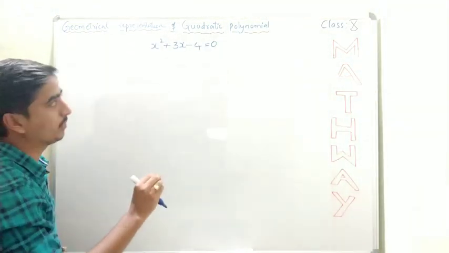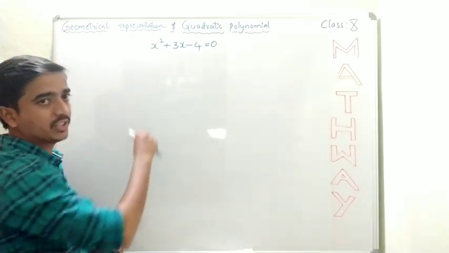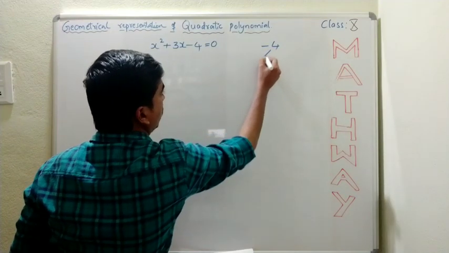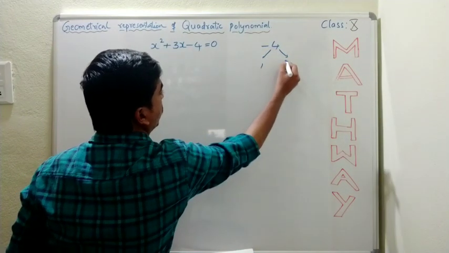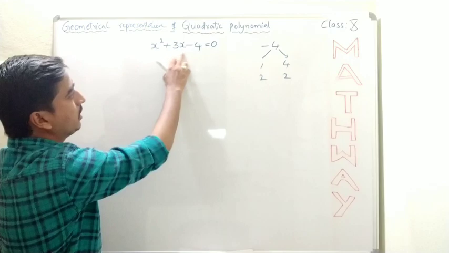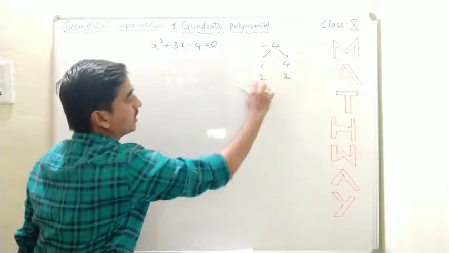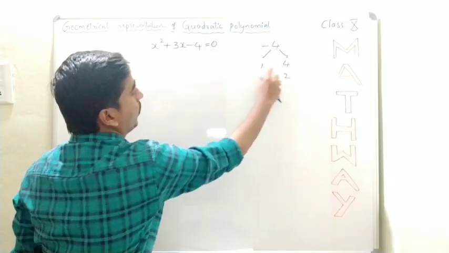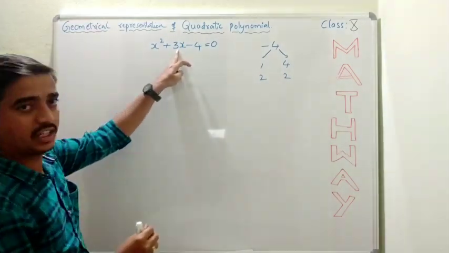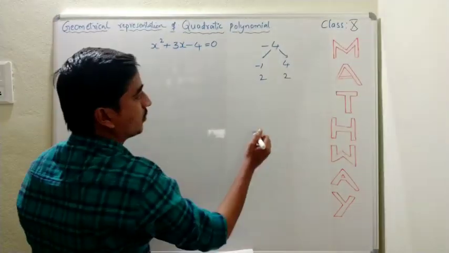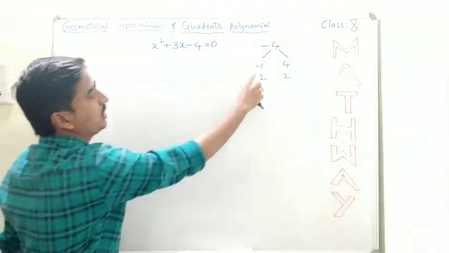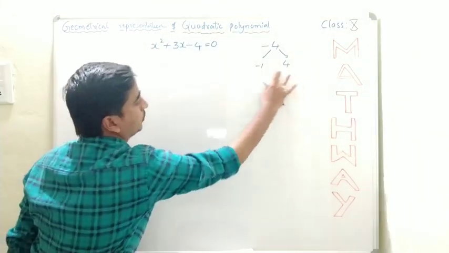So we can use the factorization method. First split the middle term. The middle term is 3x and the constant term is -4. So let's write the factors of 4: 1 into 4 is 4, 2 into 2 is 4. It is a negative sign, let's keep that aside. Now the middle term is 3x. Using these factors, 1 plus 4 is 5, but we can do 4 minus 1, and 4 minus 1 is 3. So 4 into -1 is -4 and 4 minus 1 is 3. So we can use these two factors. 2 and 2 are no longer needed.